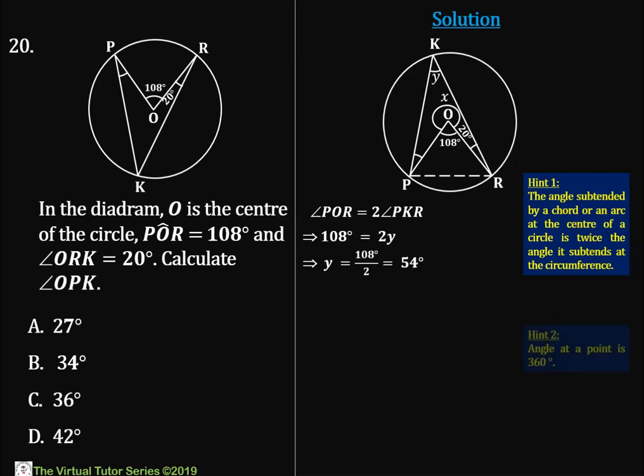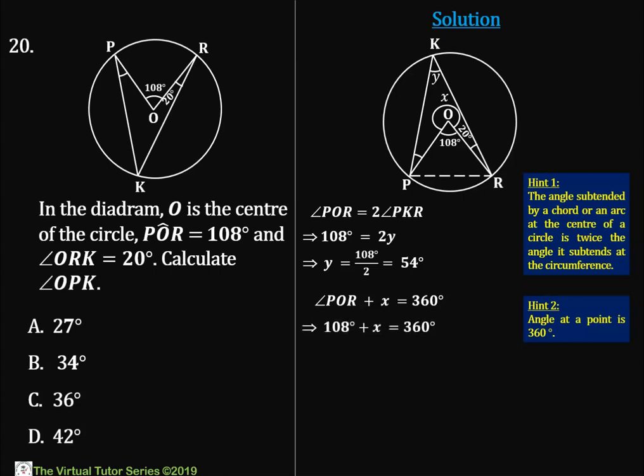Hint number 2. Angle at a point is 360 degrees. Therefore, angle POR plus X is equal to 360 degrees. This implies that 108 degrees plus X is equal to 360 degrees. Subtracting 108 degrees from both sides of the equation, we have X to be equal to 360 degrees minus 108 degrees, which is 252 degrees.